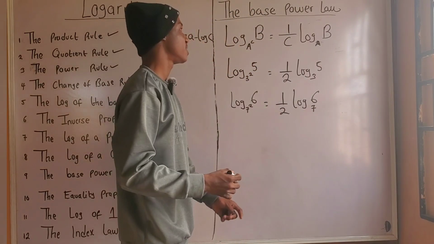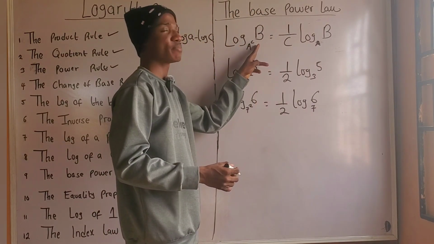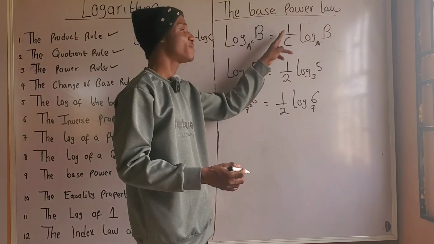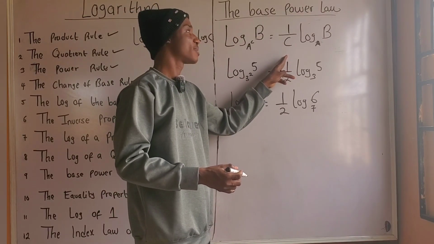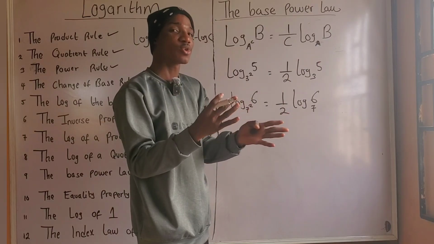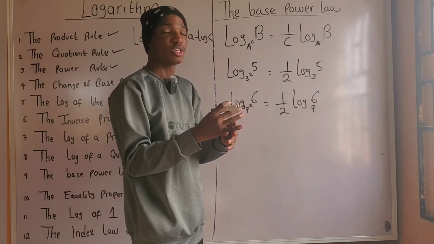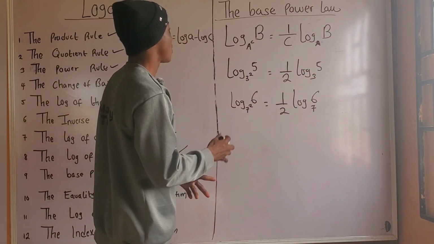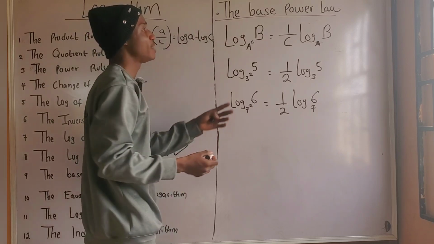Anytime you have a logarithm whose base is raised to a power, the result will be the inverse of the power multiplied by the log. The inverse or the reciprocal of the power multiplied by the log. Do you understand it now? Okay, so now, this law that you see here is called the base power law.